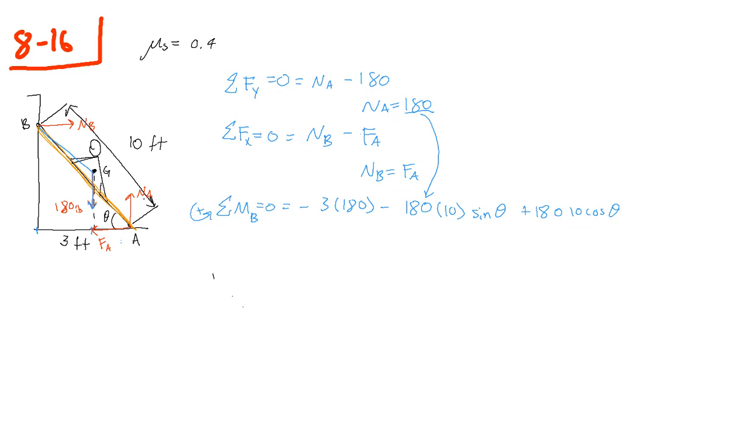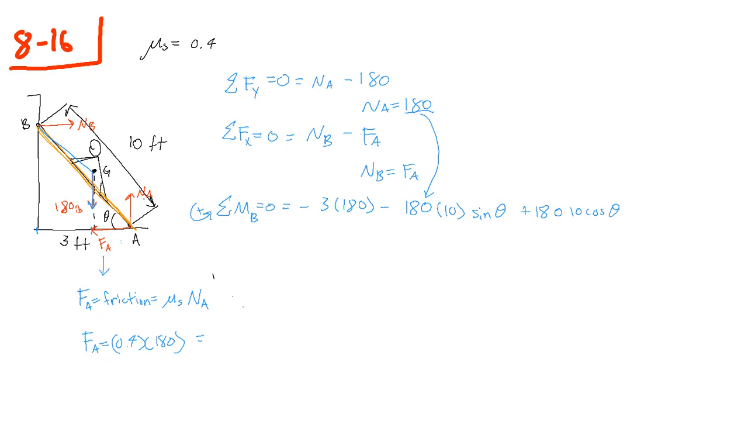Oh, actually, what I'm missing is this friction at A here. FA is equal to friction. And friction is basically US times the normal force at A. We know the normal force A is 180, so FA is equal to whatever that's supposed to be.